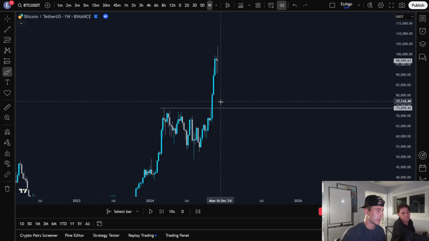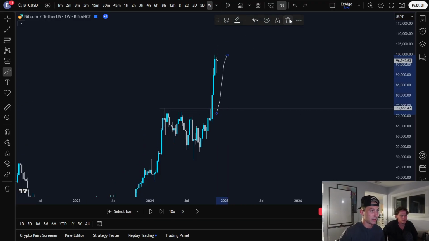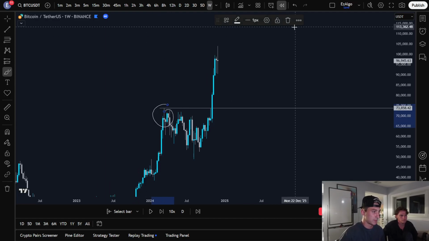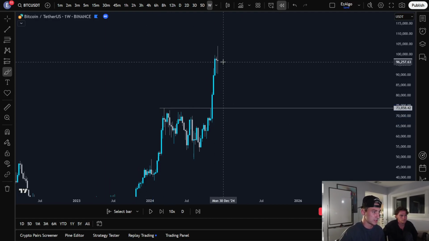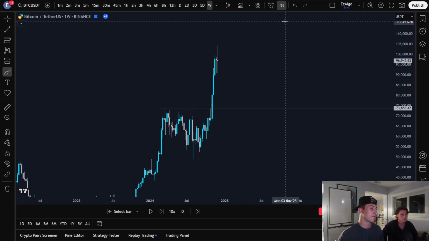You don't have to guess. And this is structure. This is the most recent structure high that we're breaking out of. So as soon as we see this move here, this is a confirmed breakout. It's obvious. We're creating space between that previous structure high and the current price. From here to here is a noticeable amount of space. So this is a confirmed breakout.